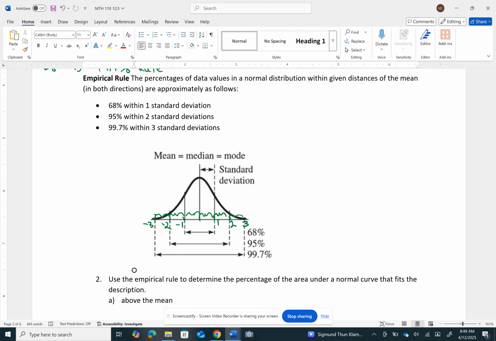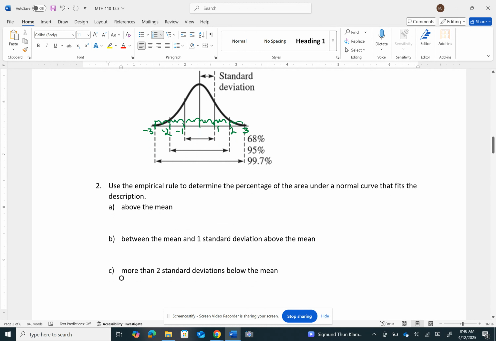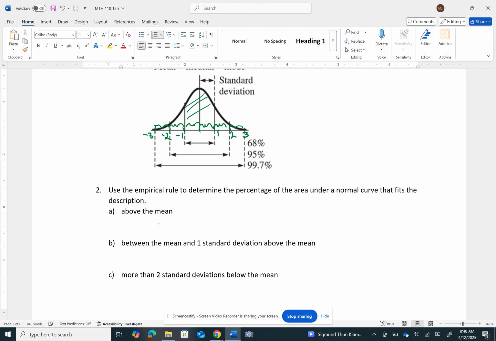All right, so this rule of thumb says that about 68% of the data values will fall within 1 standard deviation of the mean, above and below. 68% would be there. And then from 2 below to 2 above, about 95% of the data values, and then almost all would fall from 3 below to 3 above. All right, so if it tells us we can use the empirical rule to answer a question, then you should think about that 68, 95, 99.7%.